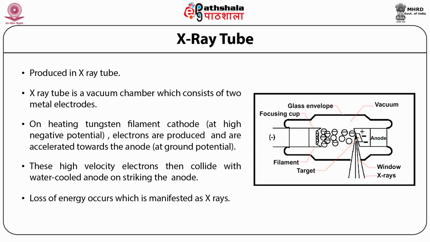Less than about 1% of the electron beam is converted to X-rays. The rest is dissipated as heat in the metal anode. A diagram of the X-ray tube is shown on the screen.